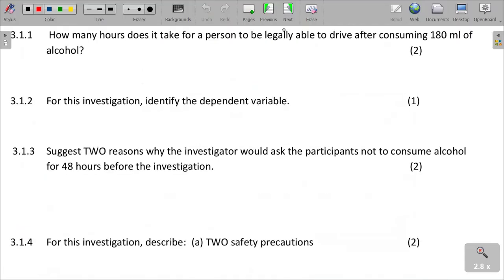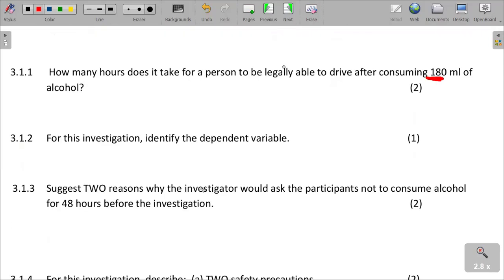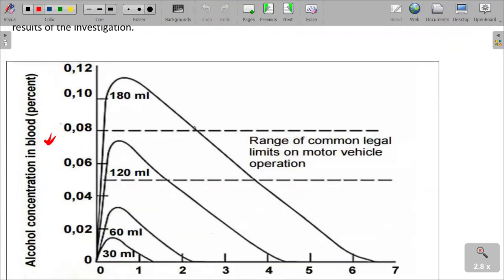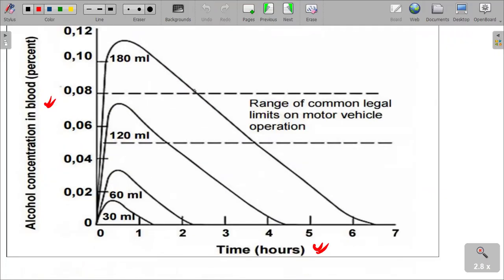It's saying how many hours does it take for a person to be legally able to drive after consuming 180 mils of alcohol? If a person drinks 180 mils of alcohol, how many hours does it take for the person to be legally able to drive? So we go to 180. We are saying the range of common legal limits is this one. So 180 is when a person drinks 180.